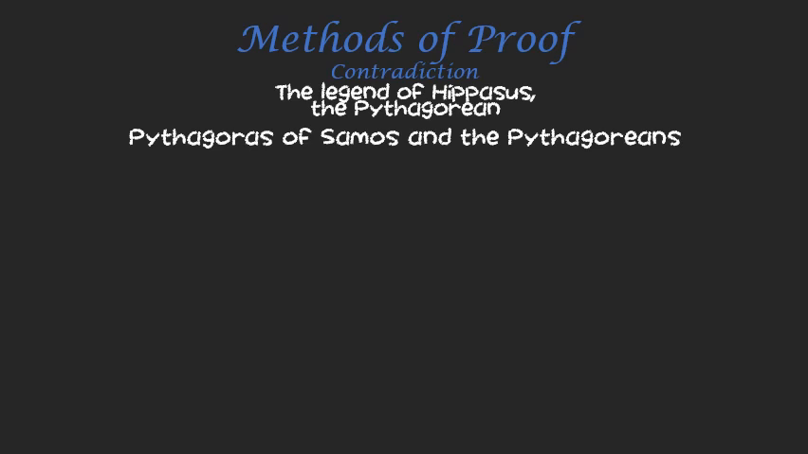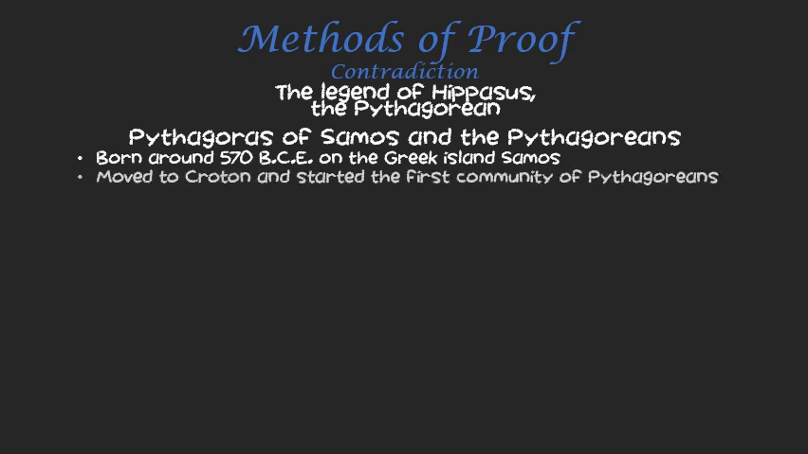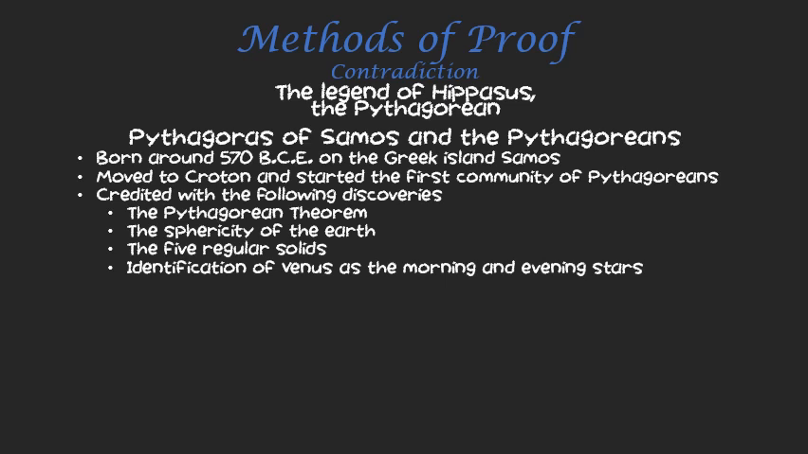So this is about Pythagoras of Samos, which is an island in Greece, and the Pythagoreans. This takes place about 570 before the Common Era on the Greek island of Samos, where Pythagoras was born. Later on, he moved to this town in Italy, Croton, and started the first community of Pythagoreans. So the Pythagoreans were very interesting folk. They're credited with the following discoveries: the Pythagorean Theorem, of course you're familiar with, the sphericity of the Earth.